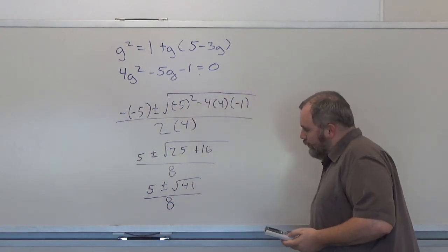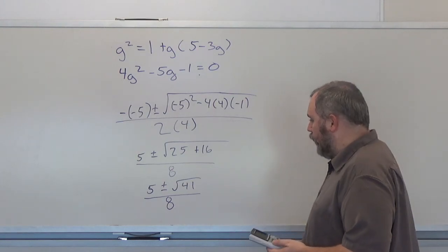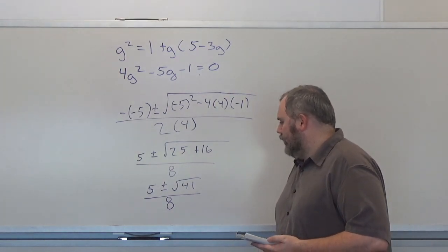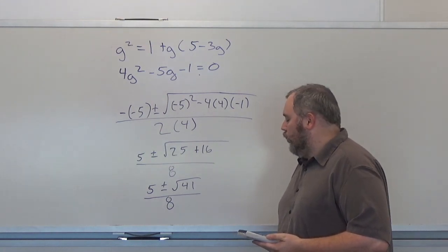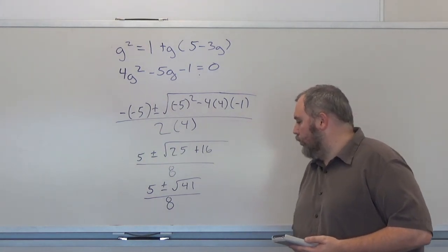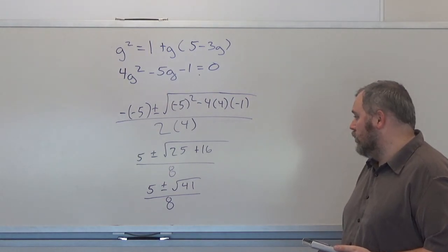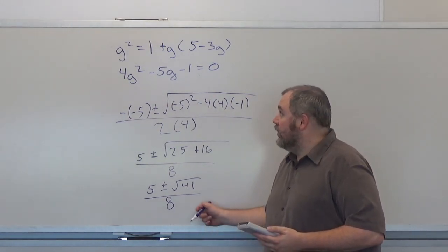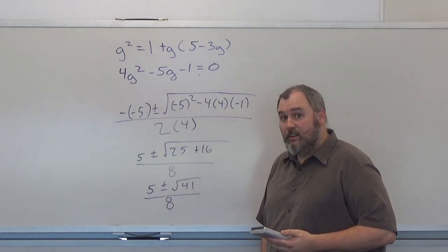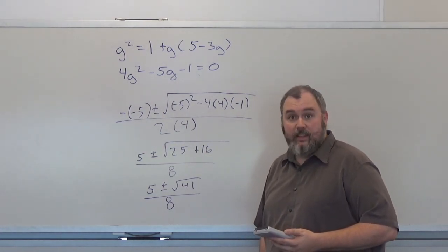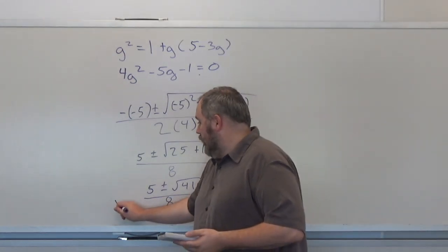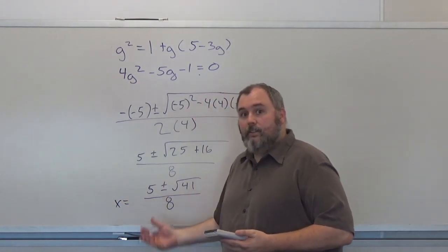Alright, so can 41 be factored? Are there any perfect squares in 41? Let's see. 1 won't work, too little. 4 won't work. 9 won't work. No. So really, guess what, guys? This is kind of as far as we can take it. I mean, this happens from time to time. You get an answer that you can't take any farther.